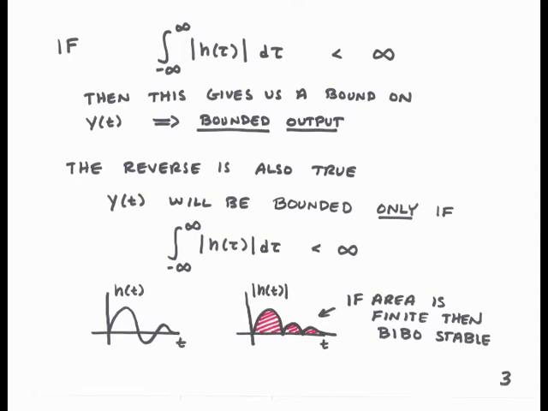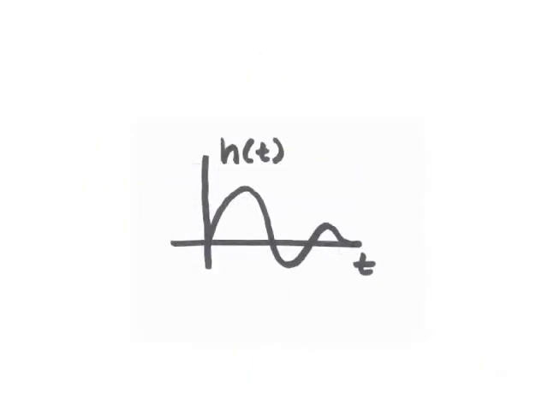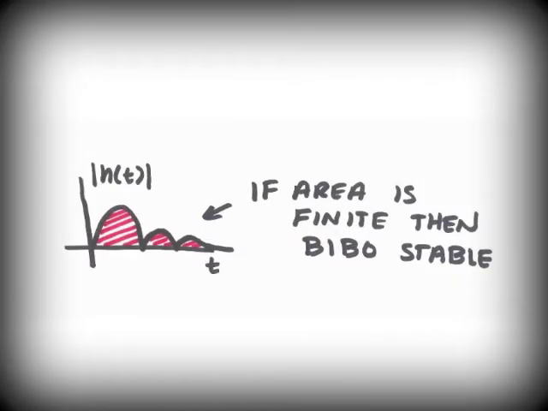Let's consider what this means in a graphical format. First, let's look at an impulse response. So here is an example impulse response. What does our integral condition say about the stability of the system with this response? Recall our condition. It says that the integral from minus infinity to infinity of the absolute value of h of tau d tau must be a finite number.